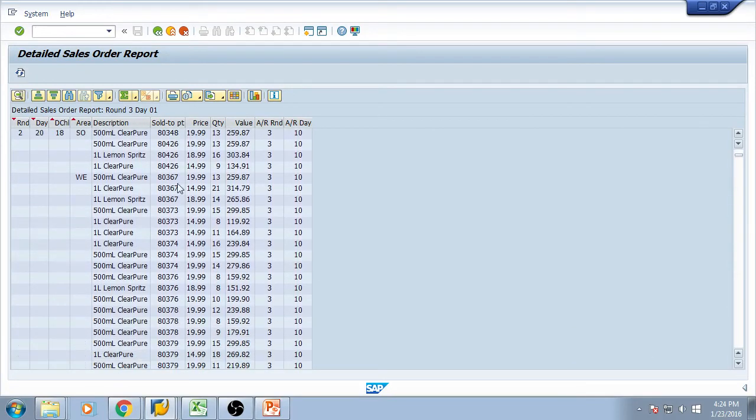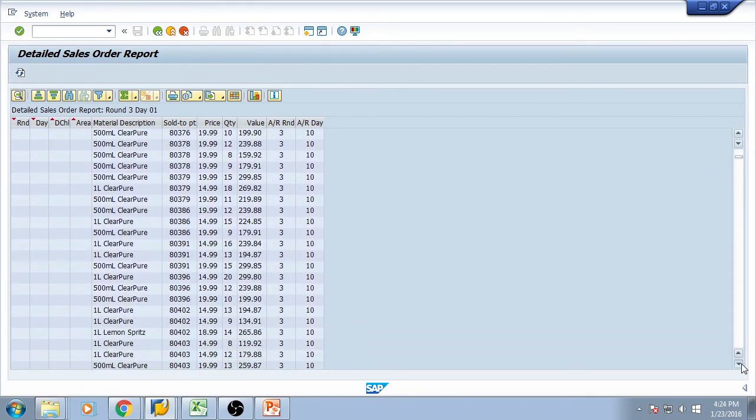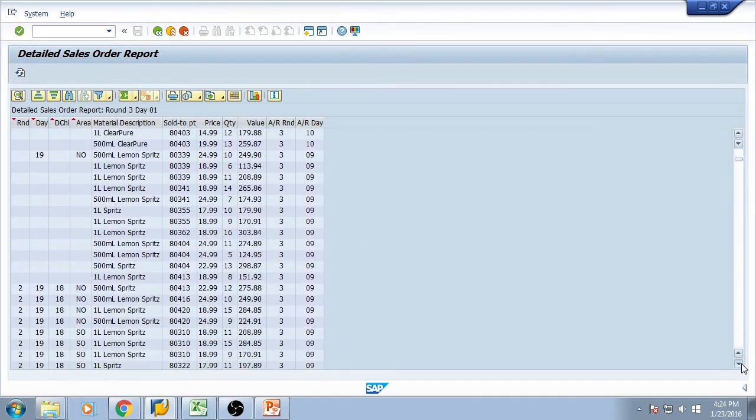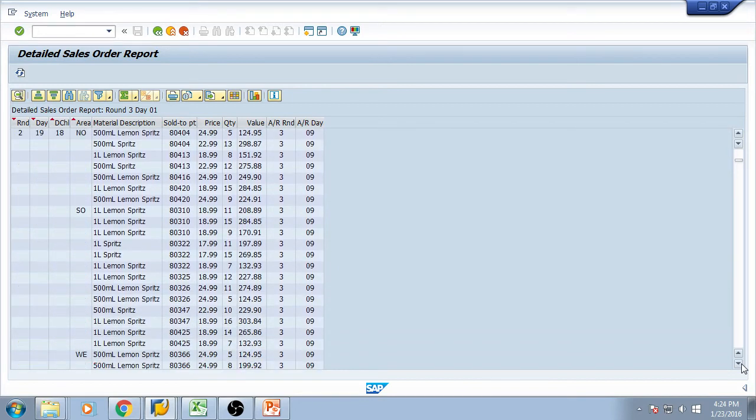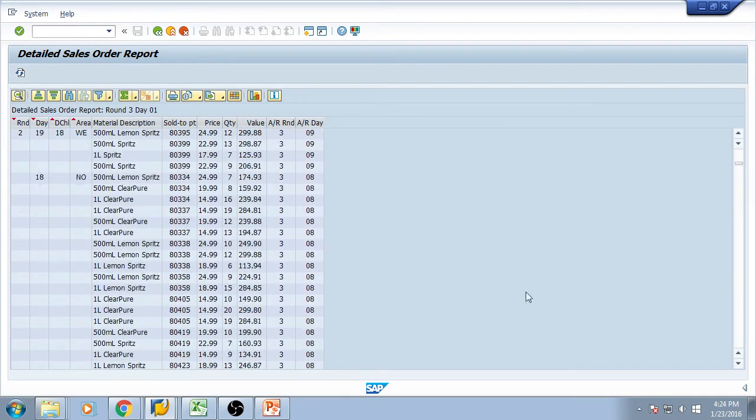Wow. So I have some Lemon Spritz going as well. My price is low. I'm the only person out there, so I have all of the demand, but it is definitely Clear Pure that I'm selling a lot of. That's interesting. Looking at day 19, I actually have a lot of Lemon Spritz and Spritz. Not sure why that day would be any different. But it looks like I have a lot of Clear Pure.